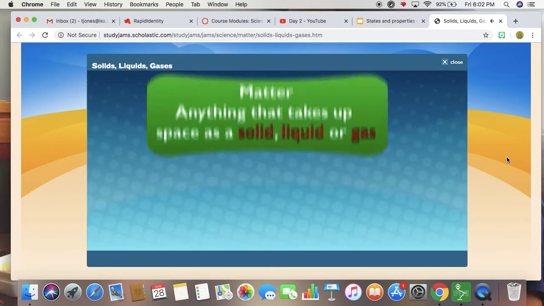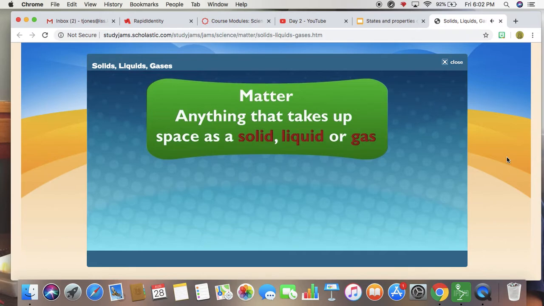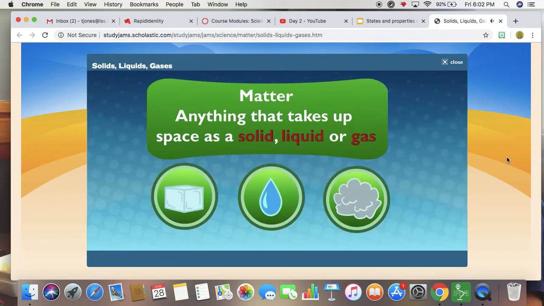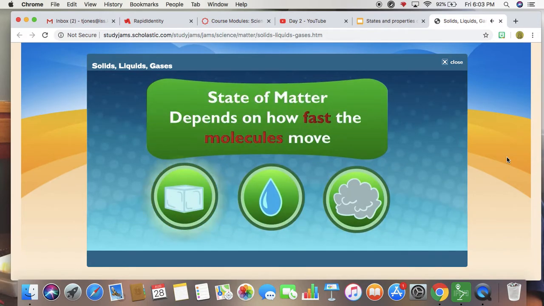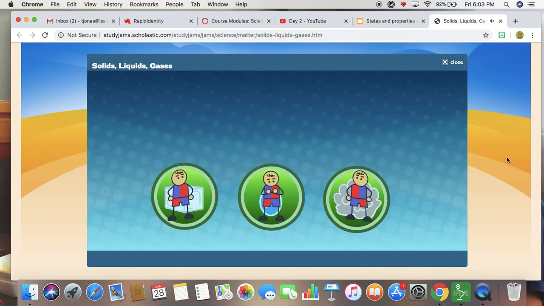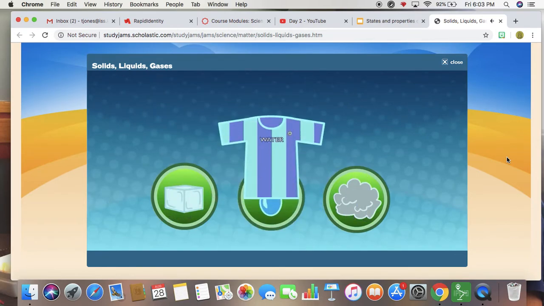Okay, so matter is anything that takes up space as a solid, liquid, or gas. The state of that matter, solid, liquid, or gas, depends on how fast the molecules move. Just think of them as tiny players on a team. Our team is water today. Now you're speaking my language. All right, let's get rockin'.